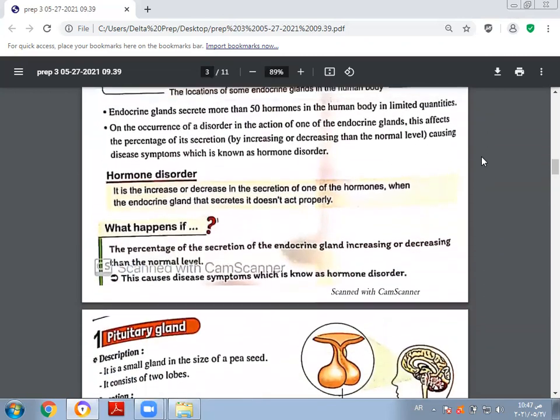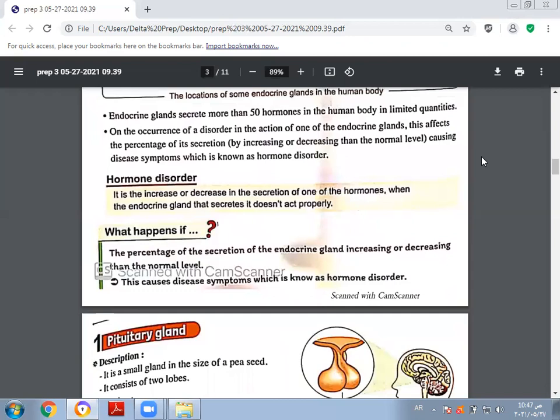Endocrine glands secrete more than 50 hormones in the human body in limited quantities. Once a disorder occurs in the action of one of these endocrine glands, this affects the amount of its secretion, increasing or decreasing it from the normal level, causing disease symptoms, which is known as hormone disorder. So, hormone disorder is the increase or decrease in the secretion of one of the hormones when the endocrine gland that secretes it doesn't act properly.